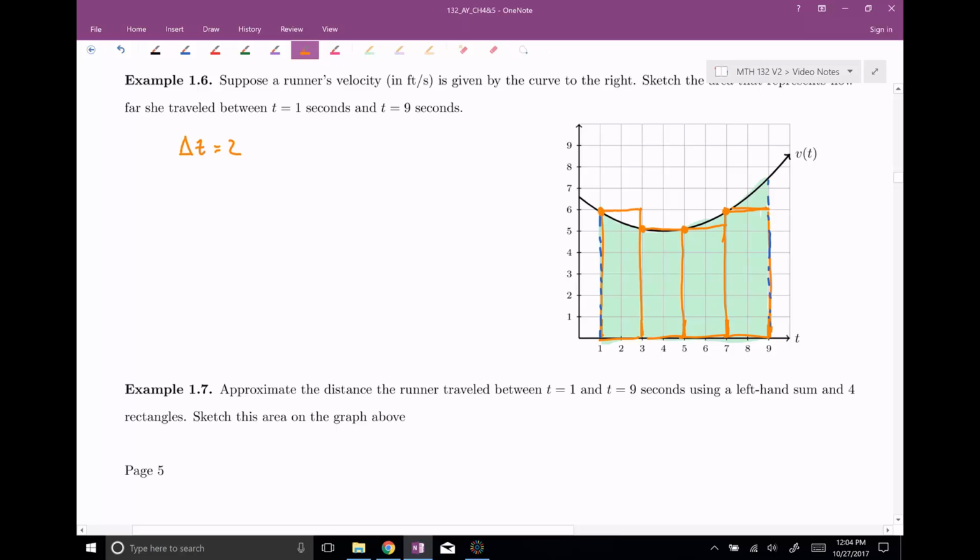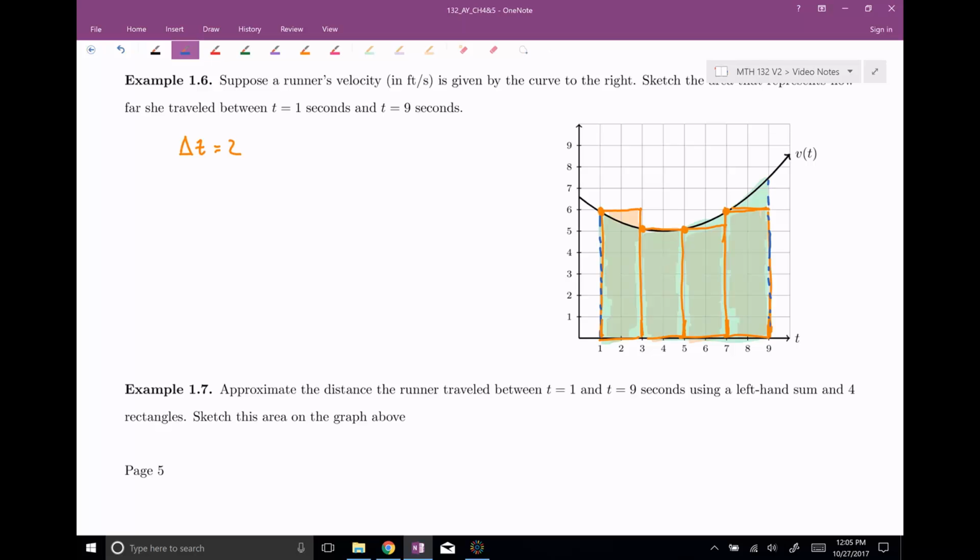And there we go. So one of the things that we wanted to do was sketch the area on the graph above. So let's go ahead and shade this in. This now orange area is going to be our approximation using 4 rectangles and a left-hand sum. And so now let's go ahead and calculate out what this is.